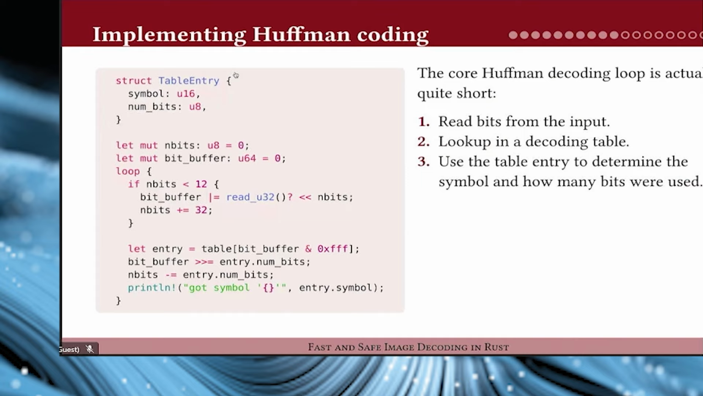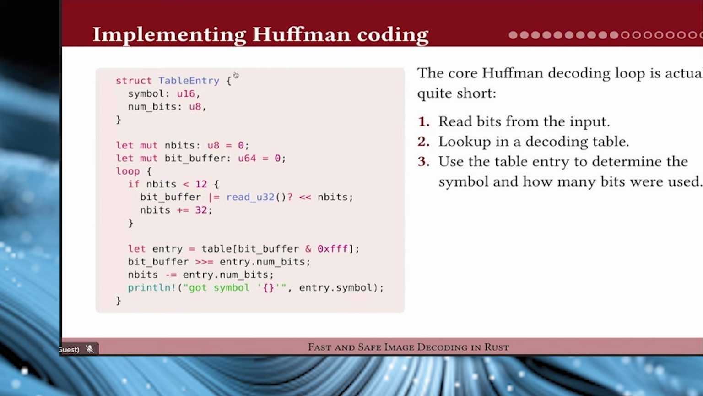So can anyone tell me what the result of this will be? Where are the new bits placed in relation to the old bits? Higher order bits, most significant bits. Yes, they'll end up above the bits that are already in the buffer. So what we end up with is 32 more bits, so n bits is incremented by 32, and now we have somewhere between 32 and 43 bits in our buffer, and we can start using that to find out what the next symbol is going to be.